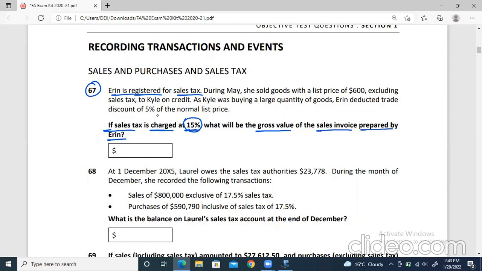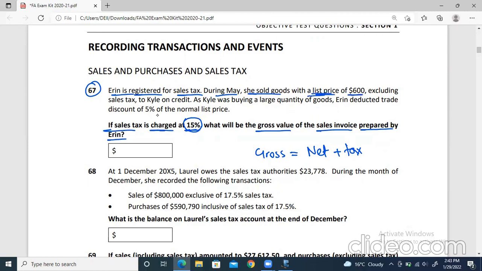Again, gross, let me write the equation over here as well. So gross is equal to net plus the tax. Right? If we add the tax to the net amount, then we get the gross amount. Okay. Now during May, she sold goods with a list price of 600.